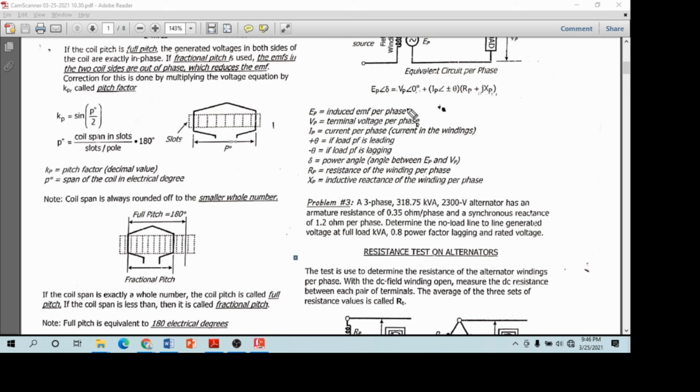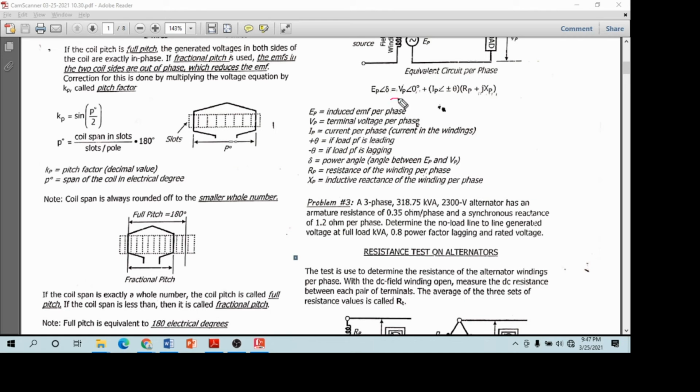So let's substitute what are the known, what have been solved. So VP, from here, that is your VL. Therefore, VP is VL divided by square root of 3. Since VL is equal to 2,300, which is square root of 3 times VP, VP is equal to 2,300 divided by square root of 3.